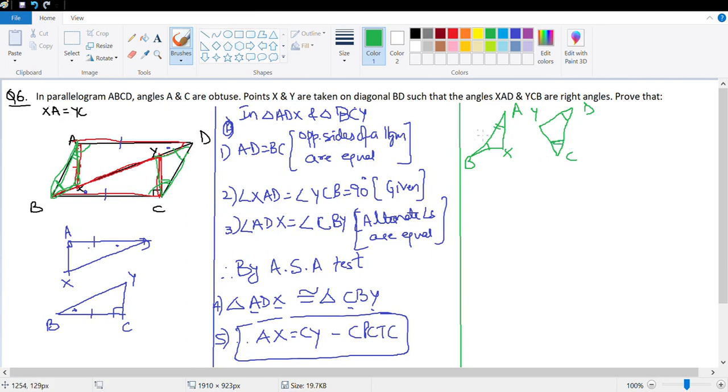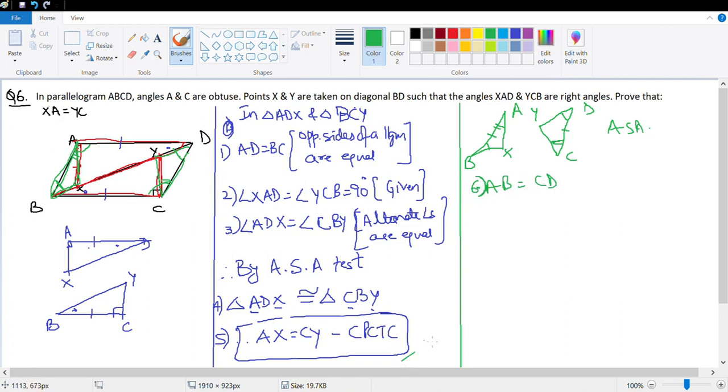And I have AB will be equal to BC. Why? Because these are opposite sides of a parallelogram. So we can write this answer for the second one. So in this case, this will be again ASA test. And how would we write this? It will be AB is equal to CD. Let's give it number 6.